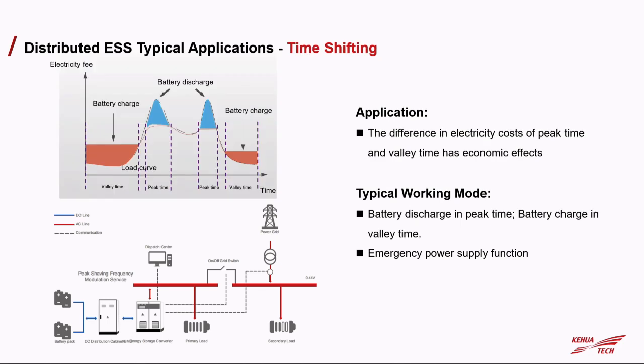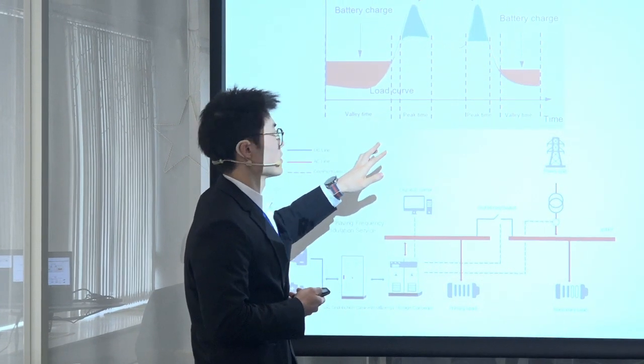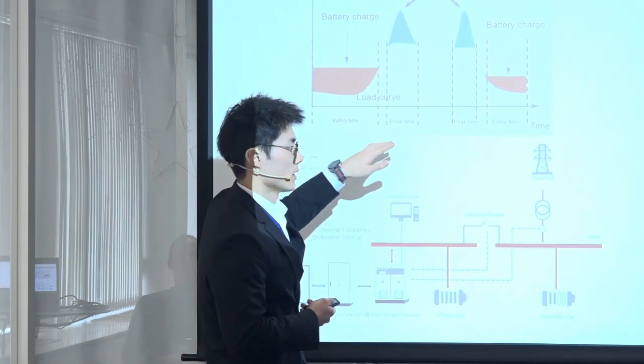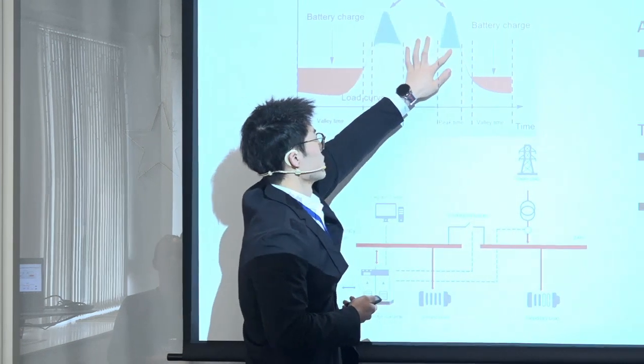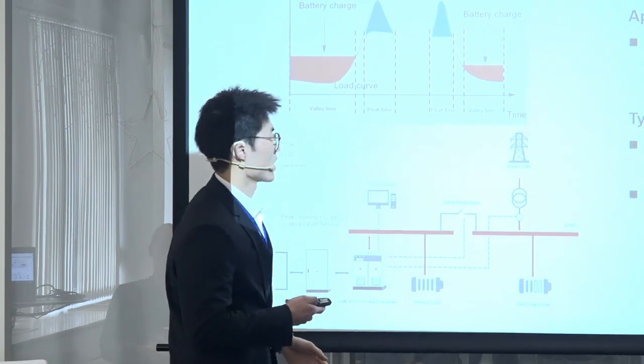For the second application, it's time shifting. It's an application to make more benefits from the difference in electricity cost. As you can see, this figure is similar to the last one, but the vertical value is electricity fee. In 1 day, there are 2 times the electricity fee is high. We call it peak time of electricity price. The 2 peak times, and also there is a valley time of the electricity price.